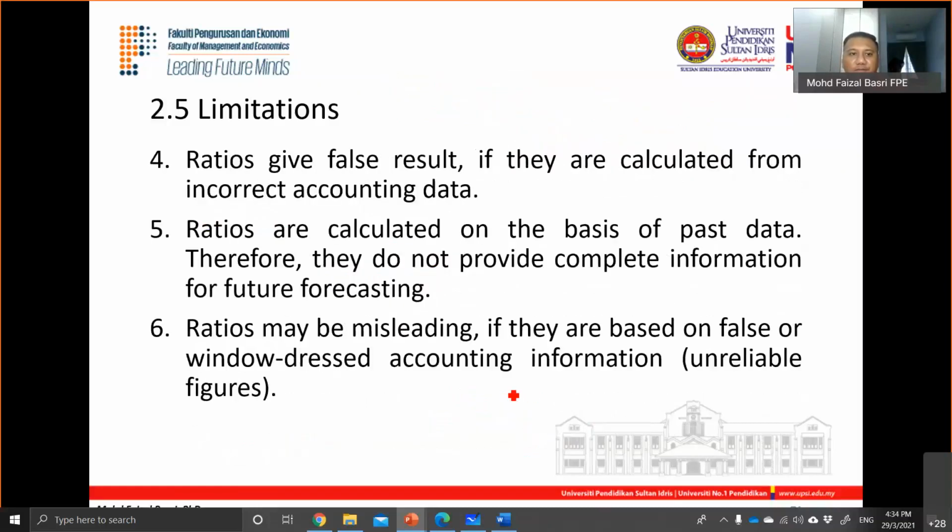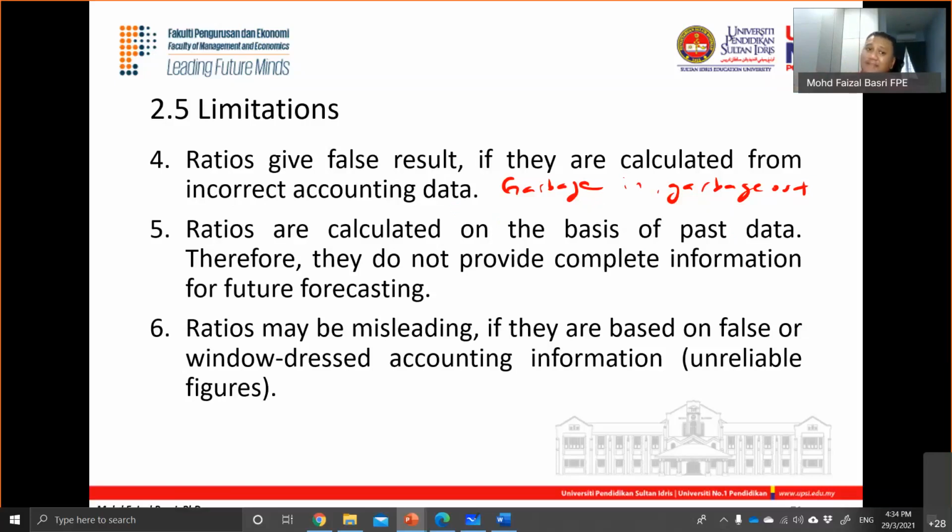Number 4, ratios might give you false results if you use wrong information, wrong data. It's simply, if you have ever heard, garbage in, garbage out. So if you insert wrong information, you will analyze and give out wrong interpretation. It cannot detect errors.